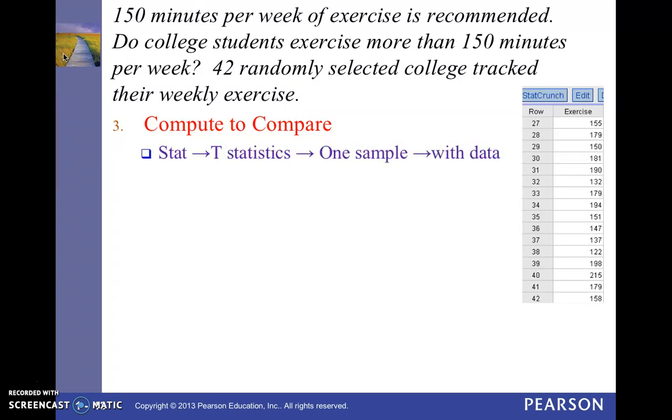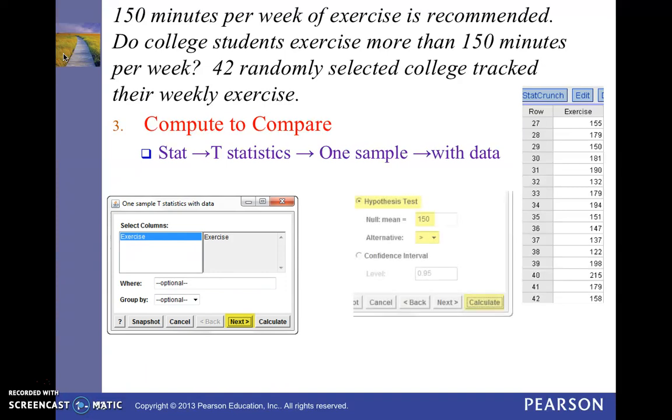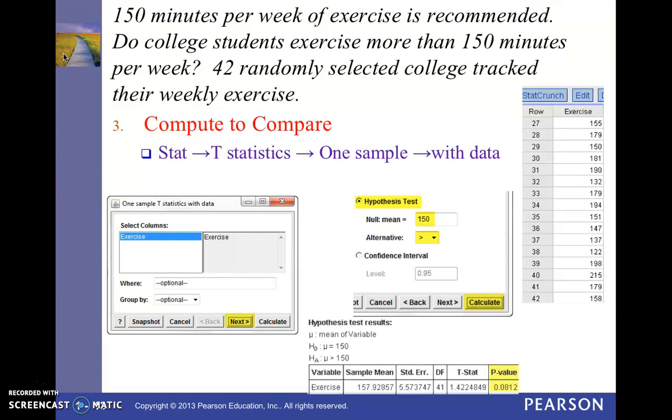Okay, and so we're going to compute to compare. Cool thing is this is how we would do it with StatCrunch. We would go to stat, choose t-statistics, choose one sample with data. If we have the data, it would look something like this. We're going to choose that first option up on our hypothesis test. Notice we put in the null mean, which is 150, because that is essentially what the population mu would be in this case. And then we run it, and we get something that looks like this.